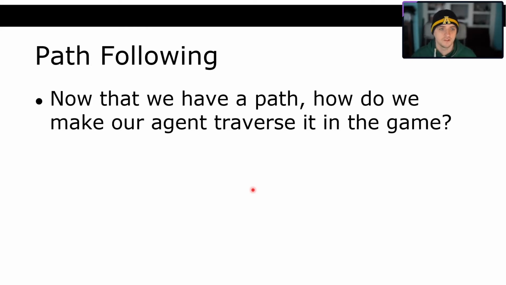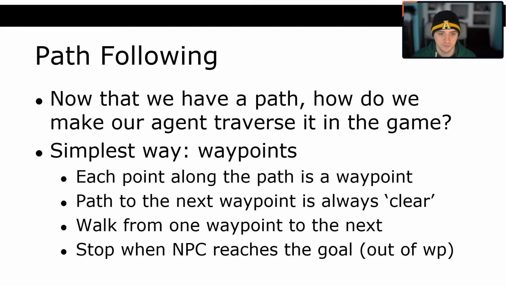Okay, so path following. Now that we have the path, how do we actually make our agent traverse it in the game? That's a completely different problem. So the simplest way to do this is via waypoints. So each point along the path is a waypoint. The path to the next waypoint is always clear.